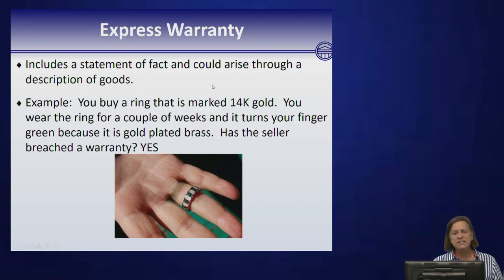So if I give you an example on the exam that has a description of goods, and the goods don't live up to that description, then that's a breach of an express warranty.